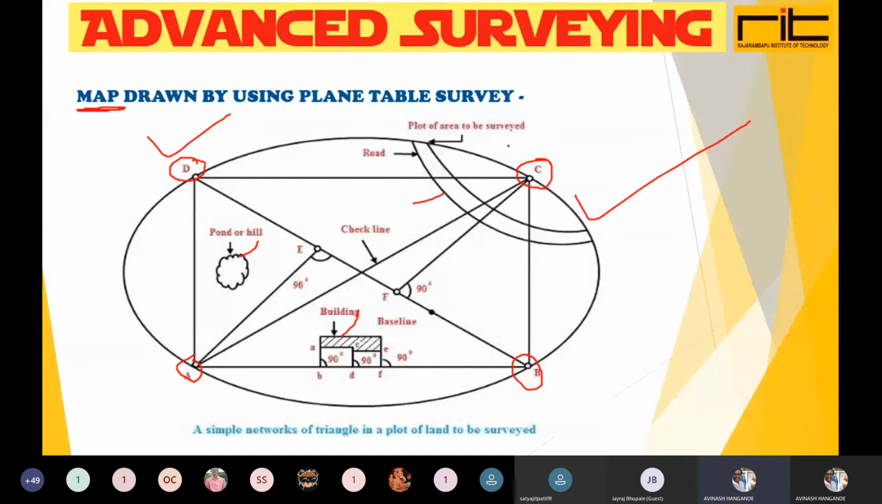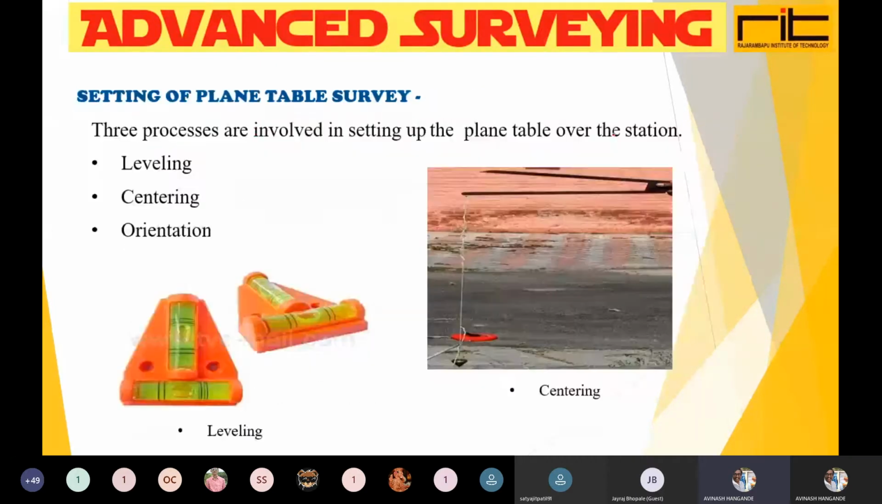Whenever our practicals start, at that time we have to prepare a map like this one, so be ready with that. But before that, we have to study the methods. We have to know what the accessories are. So setting of plane table is the next point.